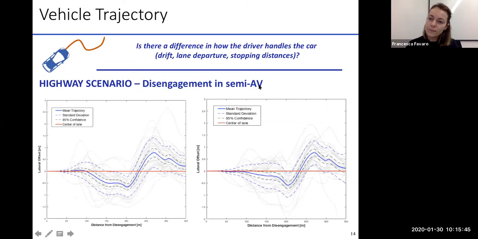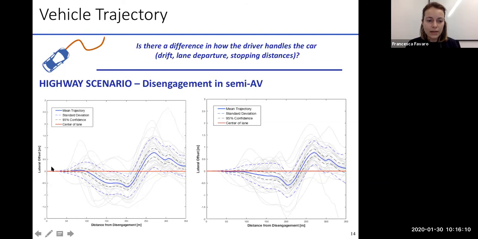For the highway, the discussion is a little bit more complex, and what you see here is two pictures that look exactly the same, and that's the point. Here we have the manual interface performance, and here we have the vocal interface performance. The gray lines in here are all the trajectories that we observed that the drivers undertook after they took over control of the car.